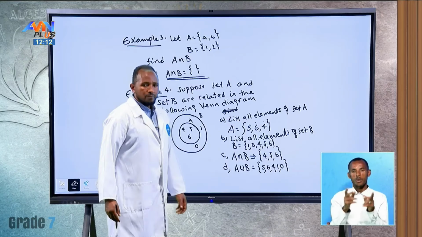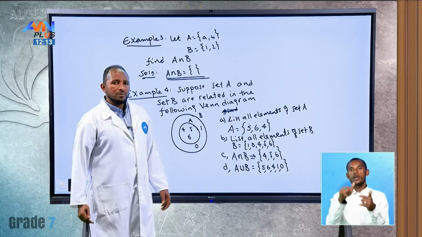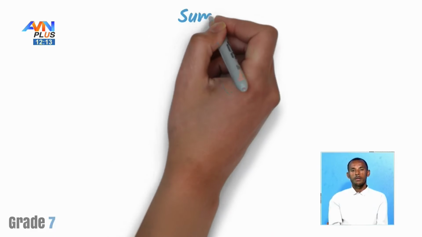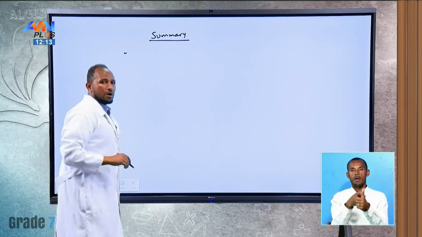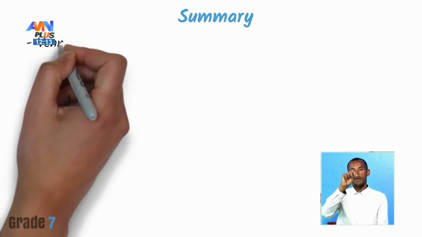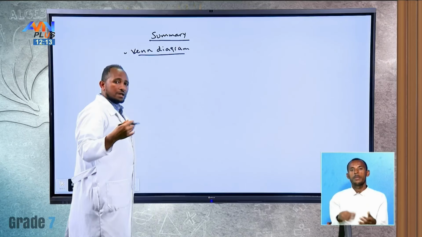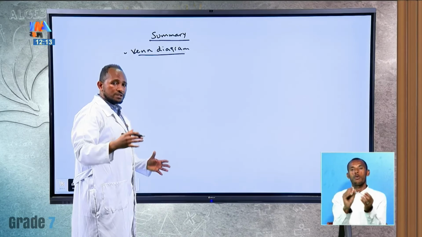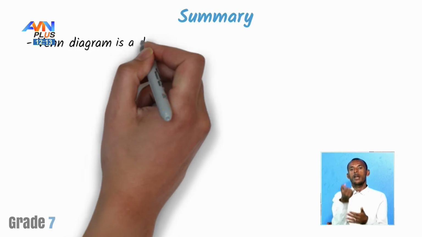Okay, so this is all about today's lesson. Just to summarize the key concepts, let's see together. Summary. 1. We have seen about the Venn diagram. It is a diagram that shows a collection of objects in a circle.